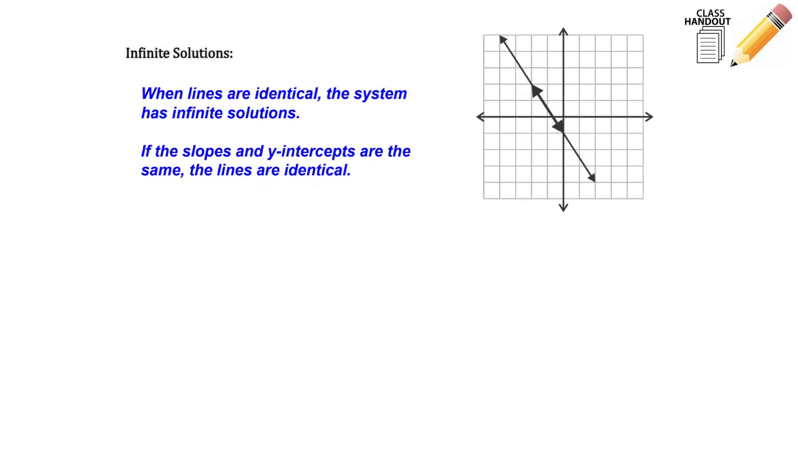Lastly, a system of equations can have infinite solutions, and that's when the lines are identical. As we can see here, it's like we have two separate lines. We have this line and this line here. They're identical. They're going to cross at every single point on the line. That's why we say it has infinite solutions. We can determine if a system has infinite solutions if the slopes and the y-intercepts are the same, then the lines are identical, and therefore we'll have infinite solutions.